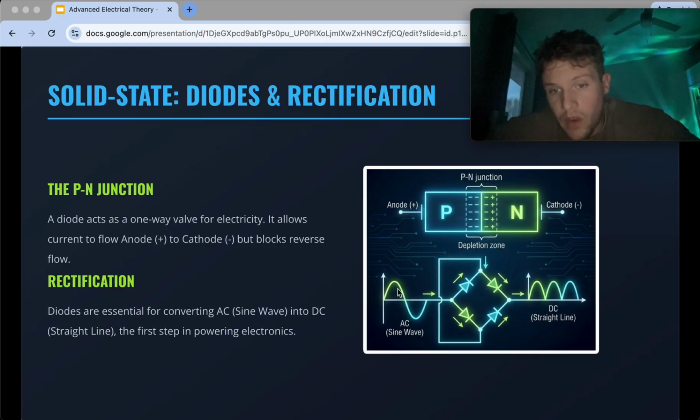So we have our AC sine wave coming through this rectifier, and it comes out with half the waves it originally had, and it also doubles the frequency, giving you a smoother DC.